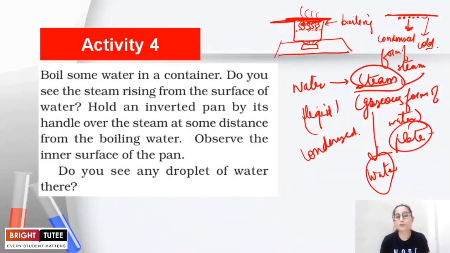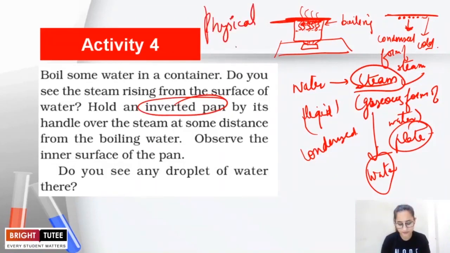So the droplets of water are present there because of the condensation of steam that was being produced on evaporating the water, right? So in the activity you have said to put an inverted pan. You can use a plate as well. Whatever, you just have to cover the pan with the help of something, right? So this is again an example of physical change.